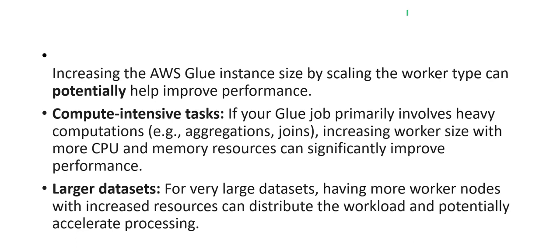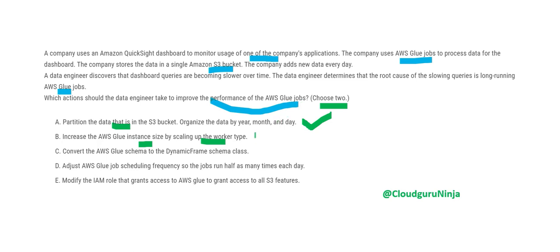But how does the performance increase? It helps compute intensive tasks to a great scale. What is a compute intensive task? It means that you have heavy computations. It increases the worker size so that you have more CPU, more resources at your disposal, and that increases your performance. Plus you have larger data sets. So if you have larger data sets and somebody is giving you more worker nodes with increased resources, the workload can be distributed, and that in turn accelerates processing. So I have given enough justification to prove that B is also a good candidate for the answer. So it seems we have caught our two answers, but let us look at the other three options.